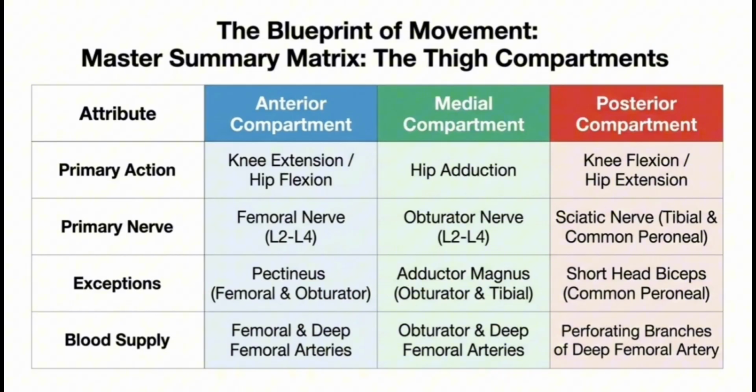The posterior compartment flexes the knee via the sciatic nerve and receives blood from the deep perforating arteries, reminding us of the short head of the biceps femoris. This matrix ensures clear baseline logic for clinical diagnostics.